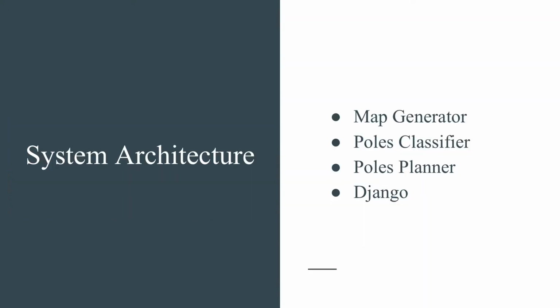Our system architecture contains four parts. The first one is the map generator, which is very important and contains two parts. The first is the dataset that will be used for training and testing the pole classifier, and the other is the map generator to get the real street view images and use them for the pole planner. Lastly, we build a web page using Django, and it will be open source later.